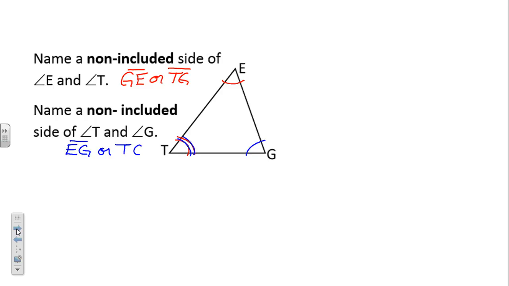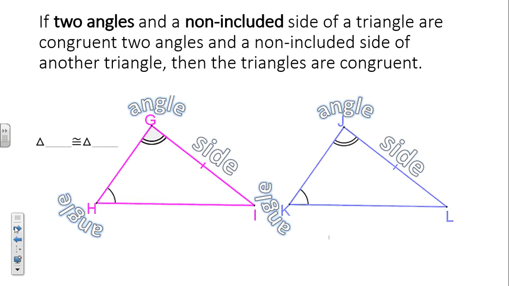T, not TG, but TE. Okay, so non-included versus included. The reason we want to know about the non-included side is because we have something called angle, angle, side.